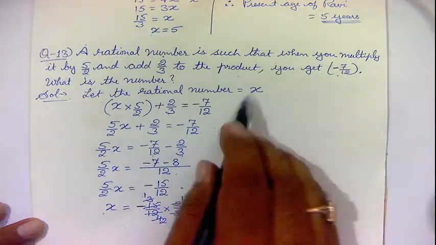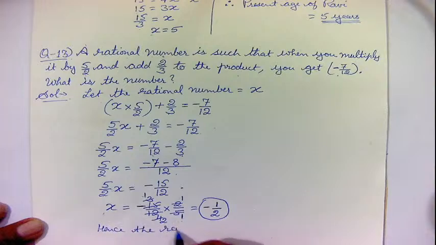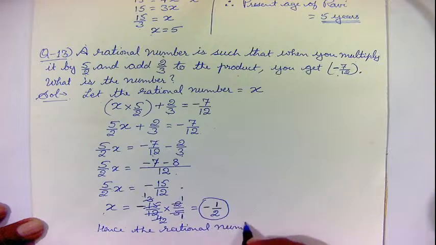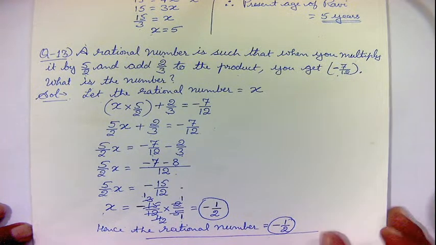And what was x? X is the rational number which we had supposed. So hence the rational number is equal to minus 1 upon 2. So this is the number which we had to find out.